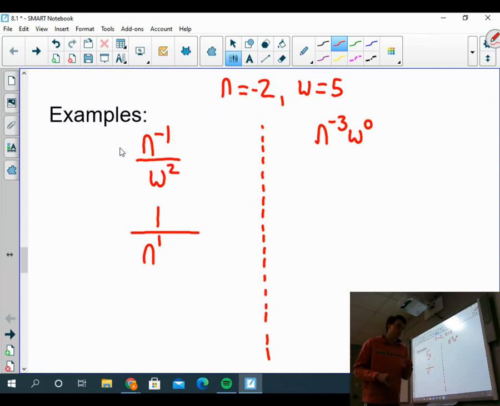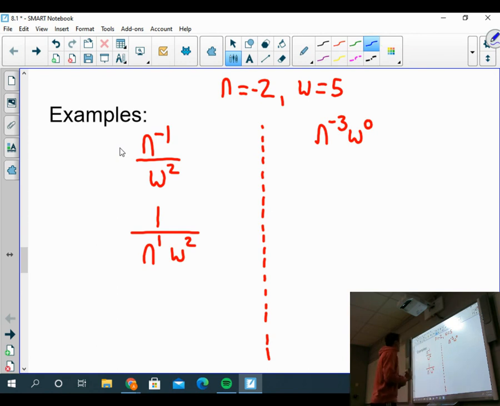Again, if that doesn't make sense why we're doing that, let me know via an email and I can show you the full hand-blown work. But our shortcut says you flip the side of the fraction the negative exponent is on, and it will make that exponent positive. Okay? So we do that, and with nothing left on the top, it'll be just a 1. So we'll have 1 over n to the first times w squared.